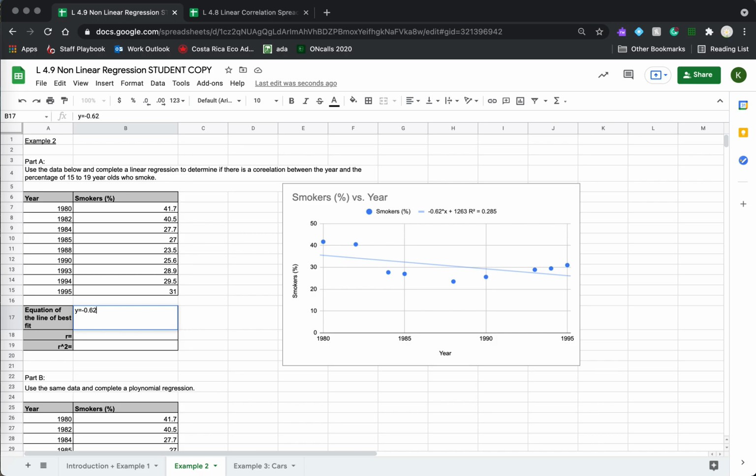Negative 0.62x plus 1263. We also have our r squared value here, 0.285. Not great, not the worst, but it's pretty low. And then for our r value, we do equals CORREL, our first column, second column, and close that bracket. So negative 0.5337. Again, moderate negative correlation. Not terrible, but not great.